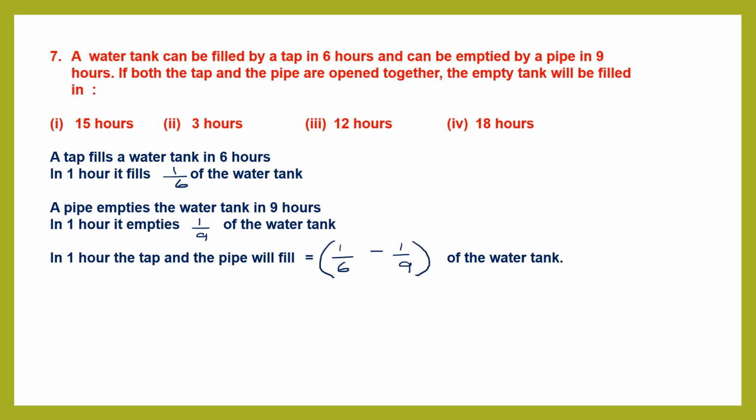So let's work this out. 1 by 6 minus 1 by 9. So our LCM will be 18. 6 into 3 is 18. So 1 into 3, that is 1 3s are 3, minus 9 into 2 is 18, so 1 into 2 is 2. So 3 minus 2 is 1, and 1 by 18. Now we've got 1 by 18.